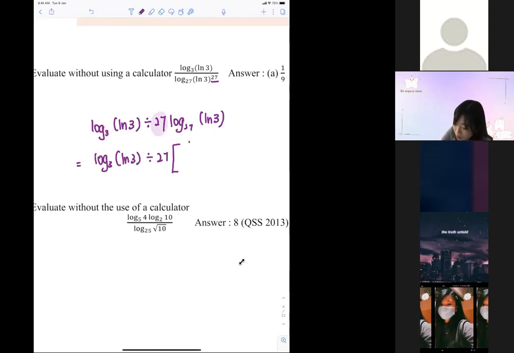Remember how to change base? Log new base over log new base. Why is the new base 3? Because I want to make it the same as this one. Top number goes up, ln 3 goes up. Bottom number goes down, 27 goes down.